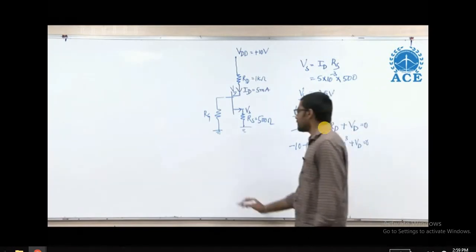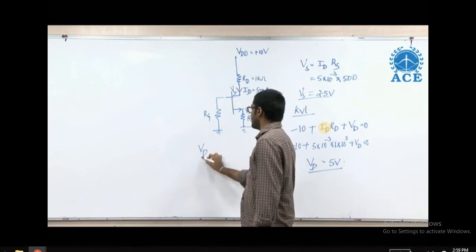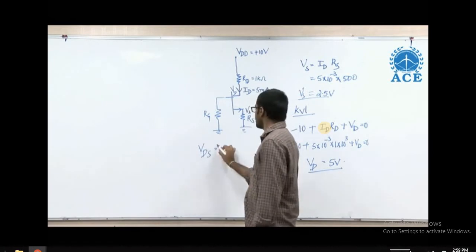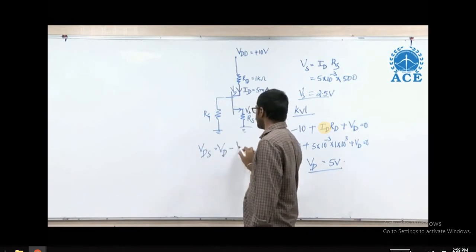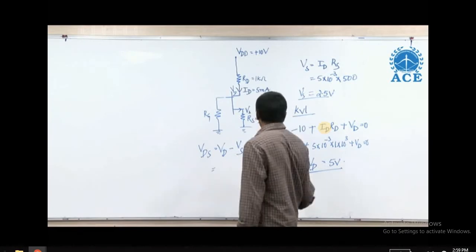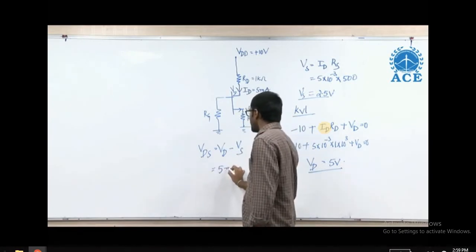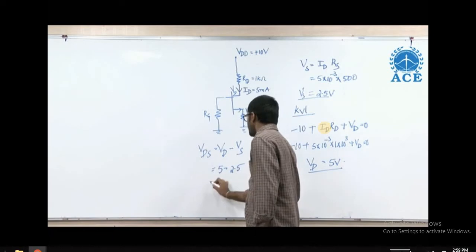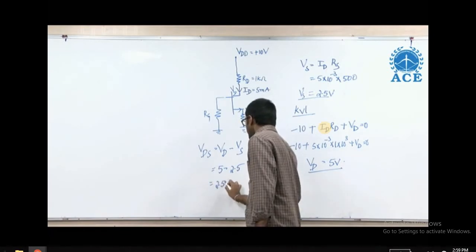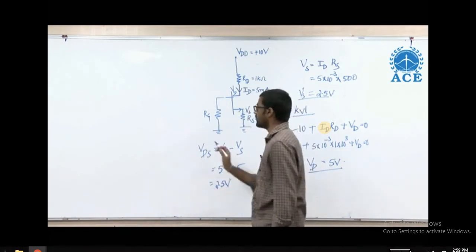Now we have to find VDS. VDS is nothing but VD minus Vs. The voltage at the drain terminal is 5 volts and the voltage at the source terminal is 2.5 volts. It is nothing but 2.5 volts. So VDS is 2.5 volts.